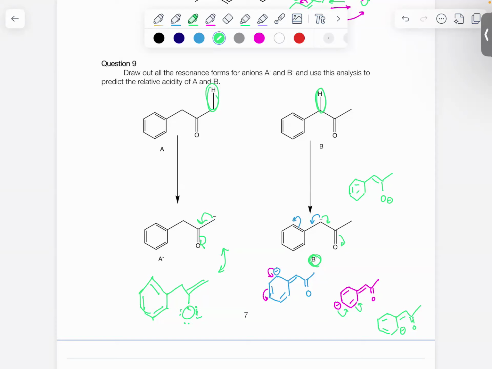And black means it's coming off, and then the wedge means it's coming towards you. So let me make sure I'm right before I. Wedges are always towards you. Dashes are always into the page. Okay, thank you.